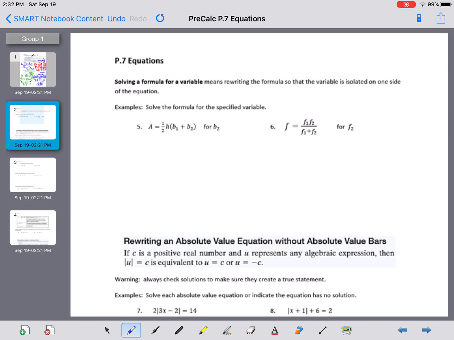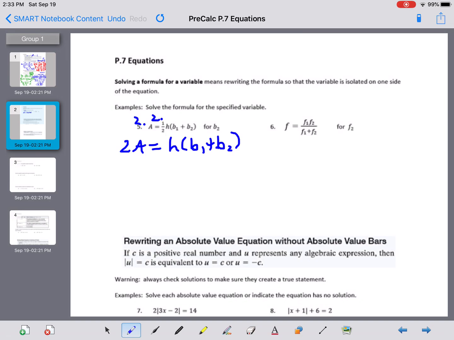So my first equation, I don't know if anybody remembers what this equation's for. A equals 1/2 h times b1 plus b2. Yes, that is the area equation for a trapezoid. We're going to try to isolate b2 and get it by itself. So, one thing at a time. Right now I have a 1/2 on the b2 side. I don't like it there. I'd like to get it to the other side. How do I move 1/2? Multiply by 2 on both sides. So I get 2a equals h times b1 plus b2.